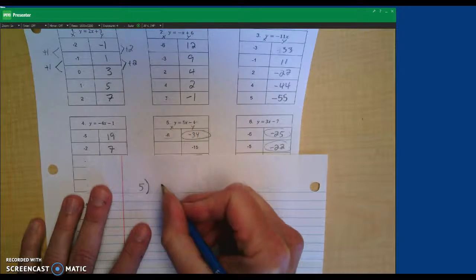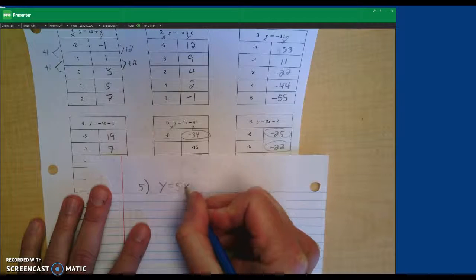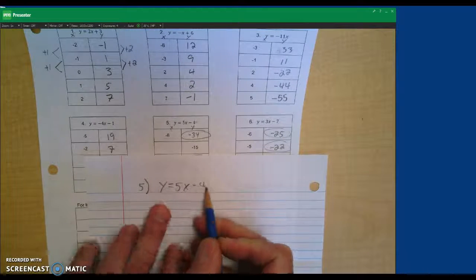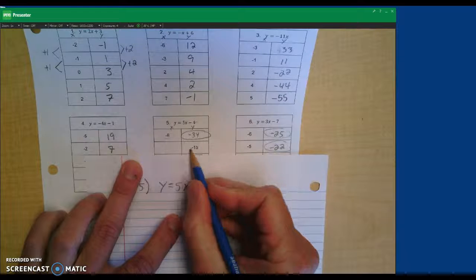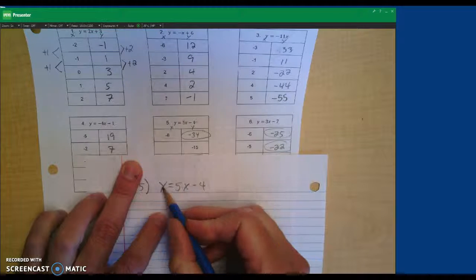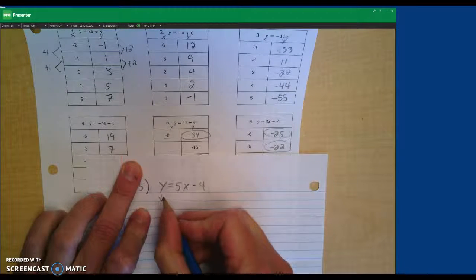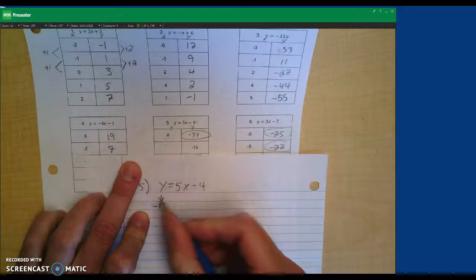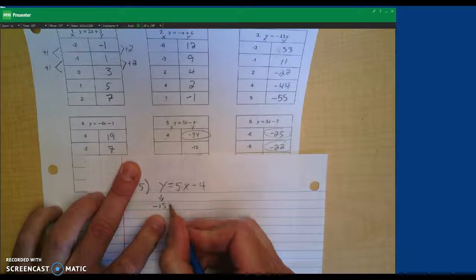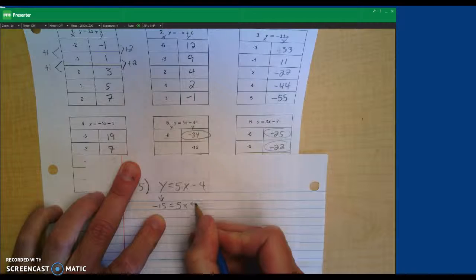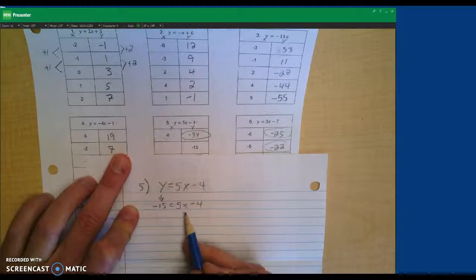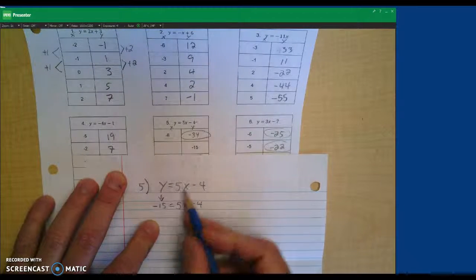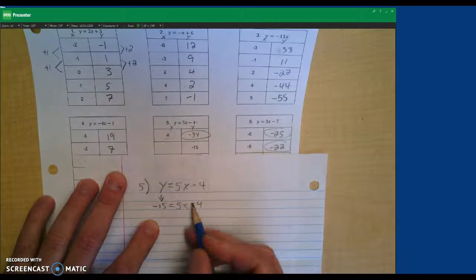So here we go. Y equals 5x minus 4. I'll just copy that equation again. Now, this value is not x anymore, it's y. So you're going to replace y with that value, negative 15 equals 5x minus 4. Before we were solving for y. Here we're solving for x.